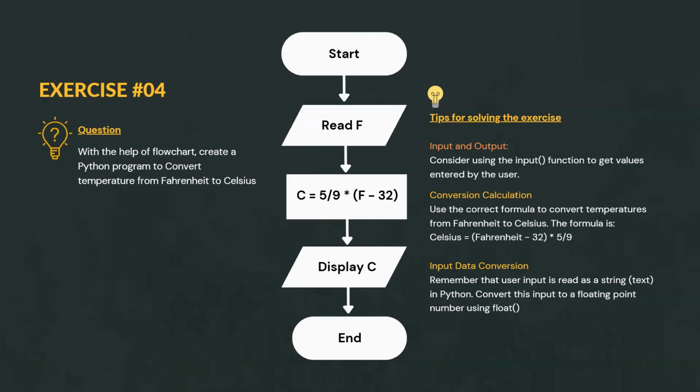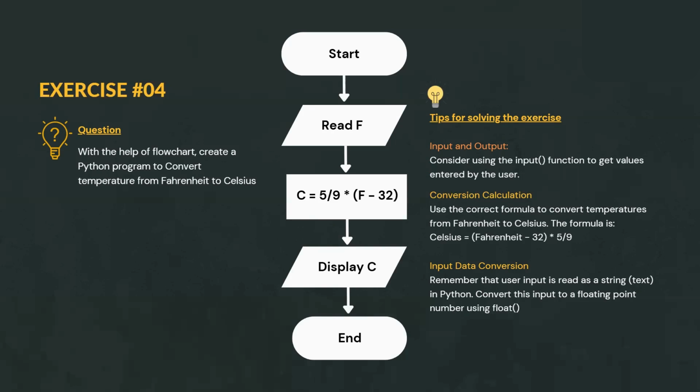And today's exercise is super practical. We are going to write a small Python program that converts Fahrenheit to Celsius. Yeah, just like what weather apps do. So we'll follow a simple flowchart using Python's input function and apply a little math magic to make it all work. So let's dive right in.